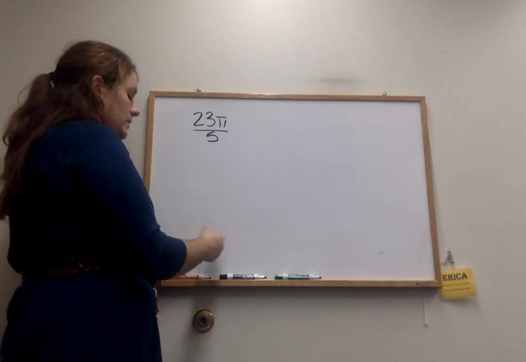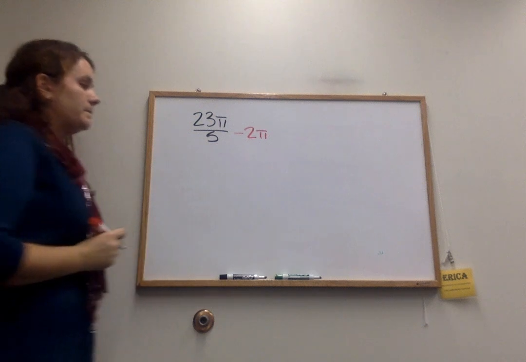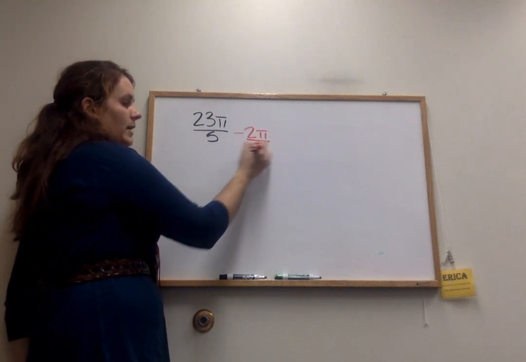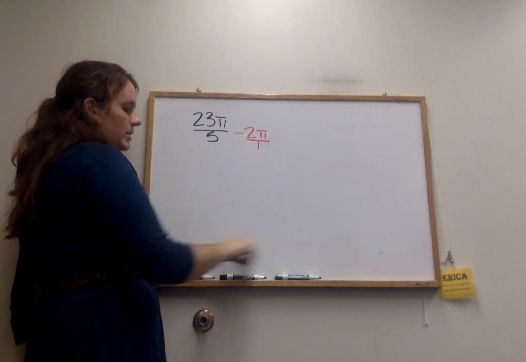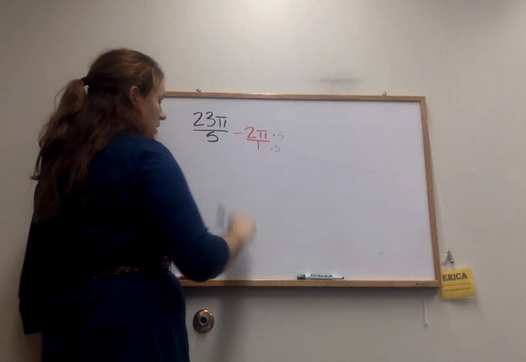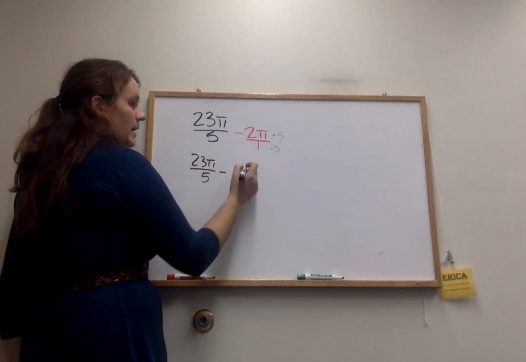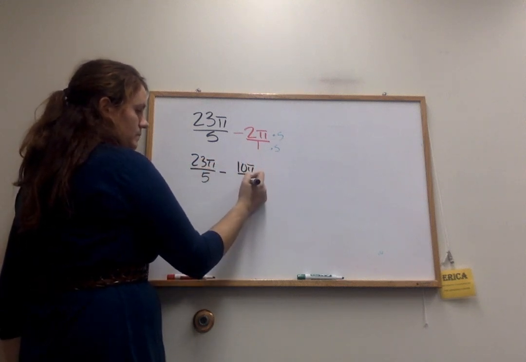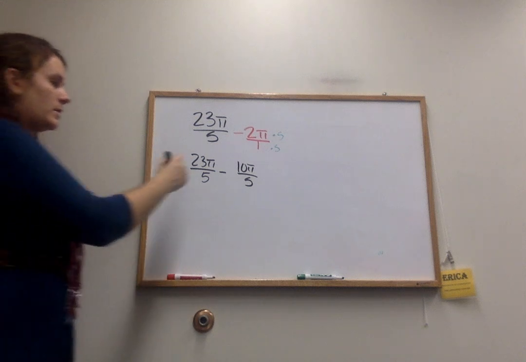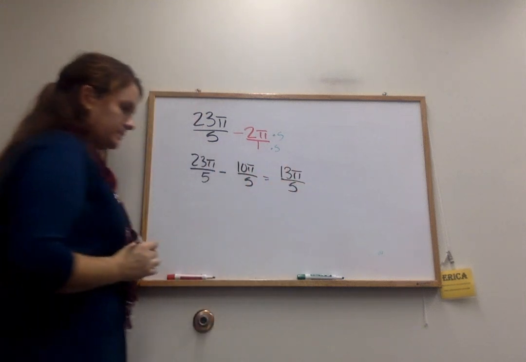Right, so that means we need to convert it, which means we need to subtract 2 pi, which we can make 2 pi over 1. Our common denominator is 5, right? So times 5 times 5. This becomes 23 pi over 5 minus 10 pi over 5. When I subtract those two, I get 13 pi over 5.